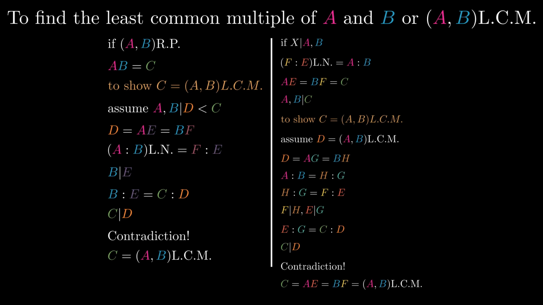To recap, if a and b are relatively prime, multiply them together. If otherwise, divide out the common measurer from one of them and then multiply it to the other.